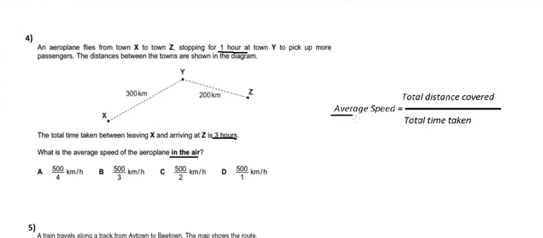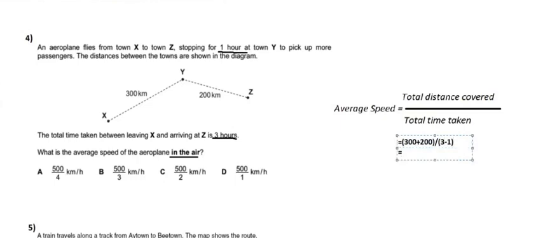And what is the definition of average speed? It is very important. The definition of average speed is total distance covered divided by total time taken. Here the total distance covered is 300 plus 200, divided by the total time, which will be 3 hours minus 1 hour. I should write 3 minus 1 here because for 1 hour it is stopping, so that's why I have subtracted it.